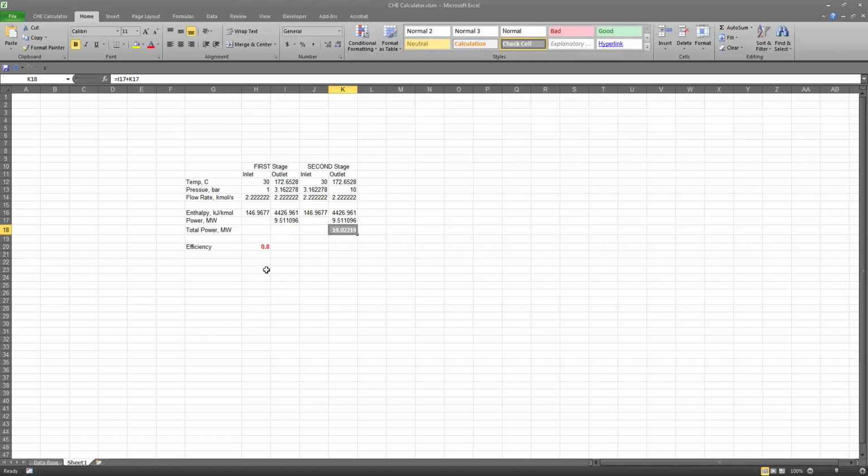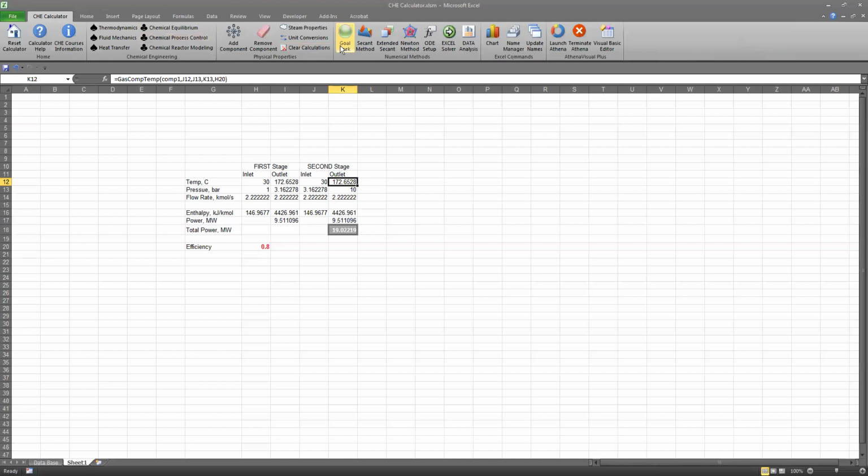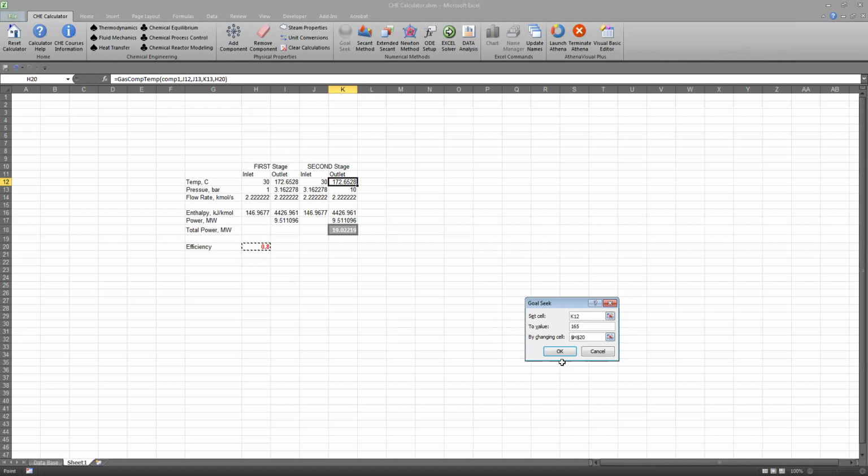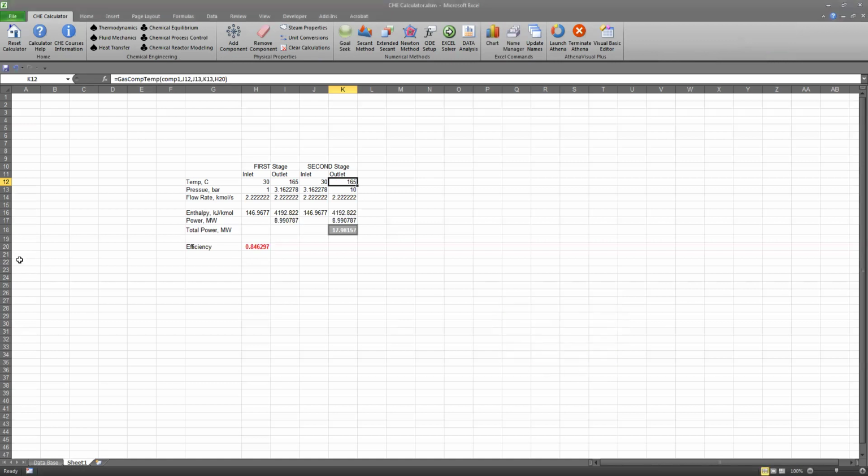Now, from the problem statement, we know that the outlet temperature is 165 degrees C. That means that we need to calculate what is the correct efficiency. So the outlet temperature is 165 degrees C, so we can goal seek that. Say goal seek. We set the value to 165 by changing the efficiency. We'll click OK. And the calculated efficiency is about 85%, and the total power is about 18 megawatt.